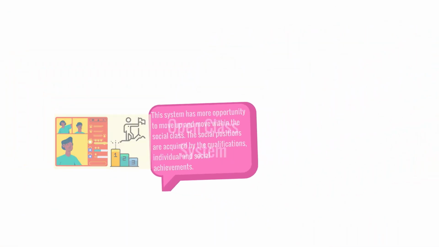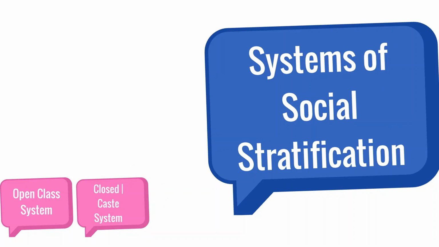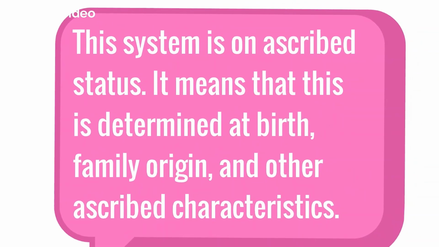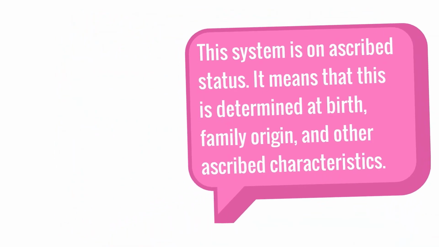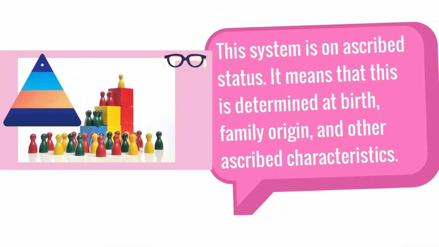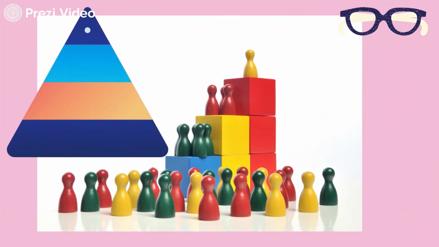On the other hand, we have the closed or caste system. This system is based on ascribed status. It means that this is determined at birth, family origin, and other ascribed characteristics. Members in this society have a low chance to move up the ladder or the hierarchy. It has no opportunities. The popular examples are Old India and the South African apartheid system. The caste believe in fate, destiny, and the will of a higher power.